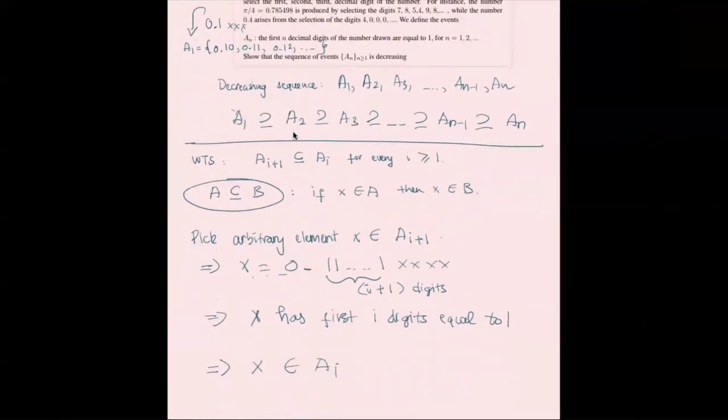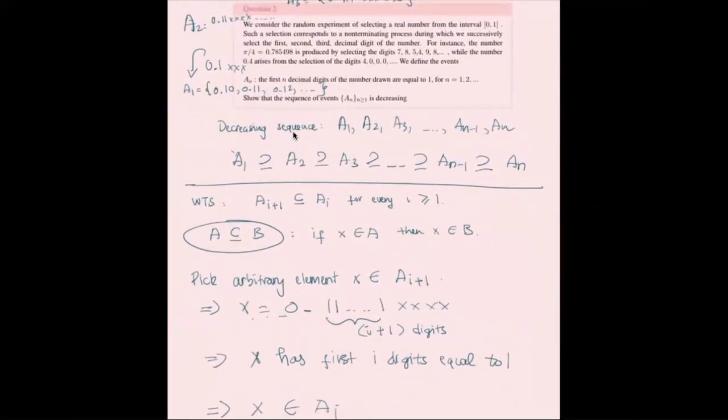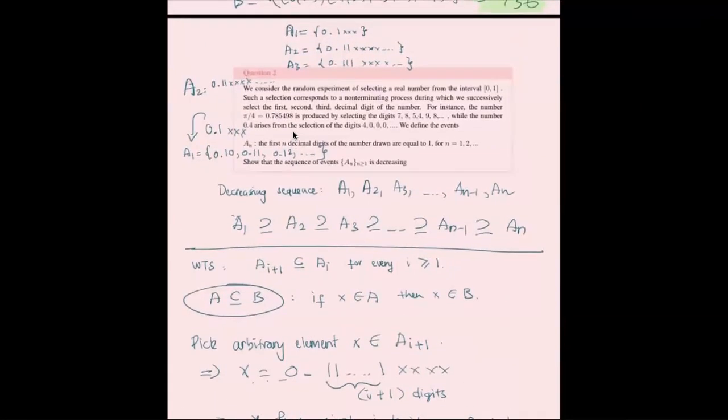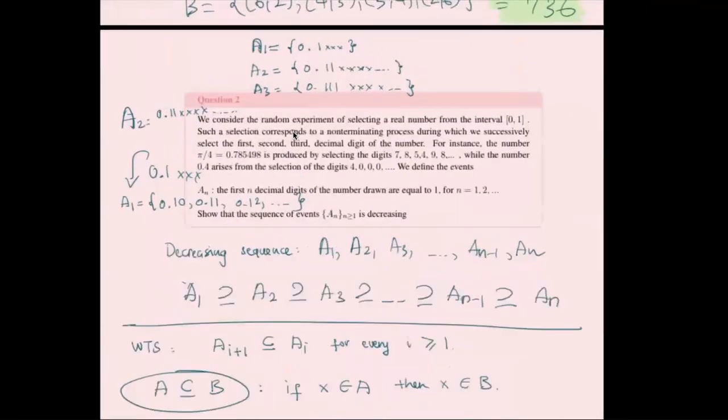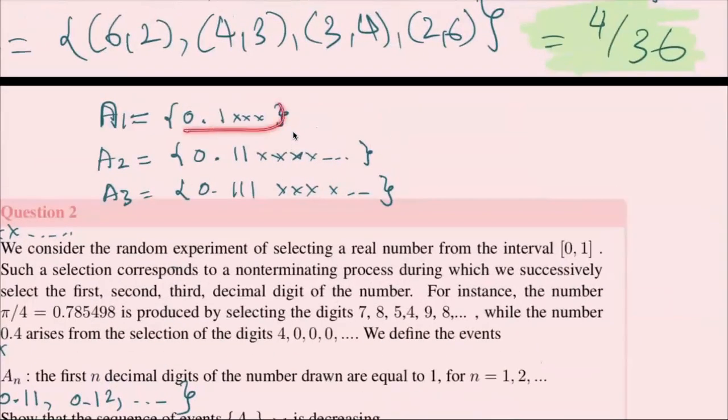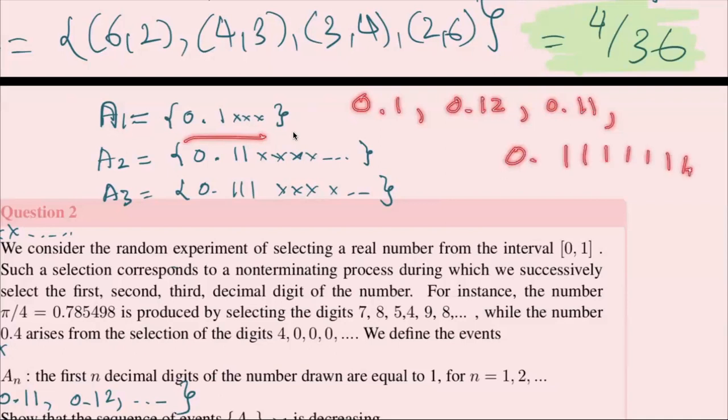Okay. If you need more time to think, each digit an element? Not each digit is an element. This one means that every element of A1 has this form. So an element is like 0.1, 0.12, 0.11, 0.11111. An element would be some number in the interval 0 and 1.